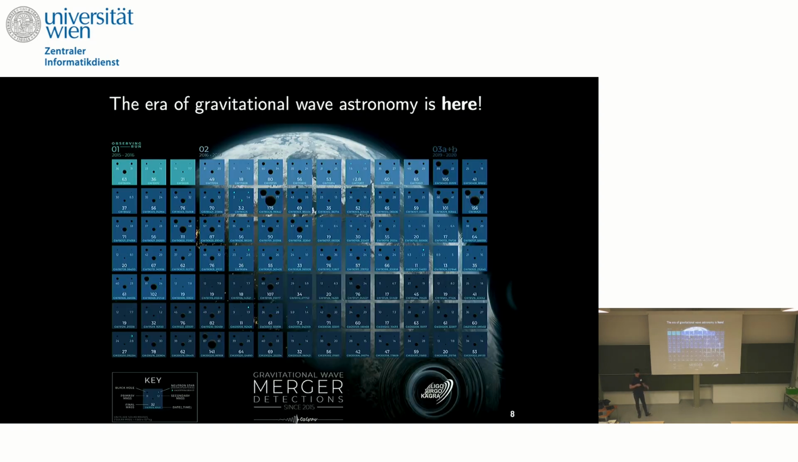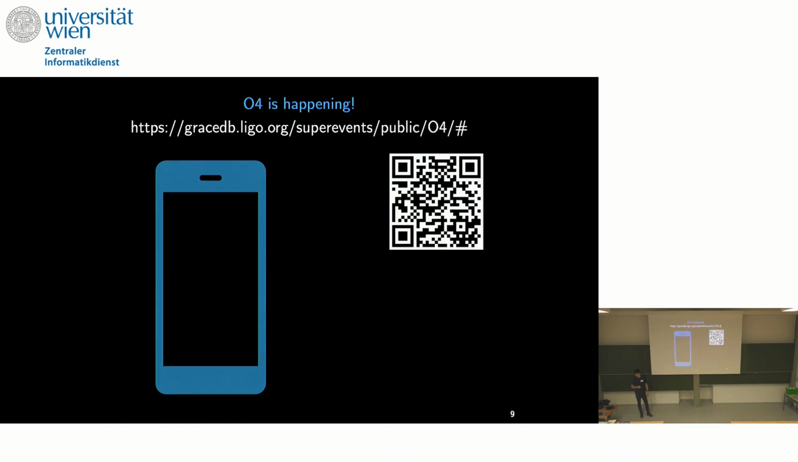So far, from the first 3 periods of observation, we accumulated about 100 events, which include binary black holes, binary neutron star, and also neutron star black holes. So this is very much to say that gravitational wave astronomy is a reality. And even so, at this very time, we are taking data. So the 4th observing run is still ongoing.